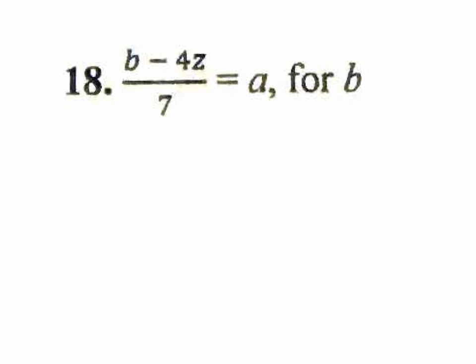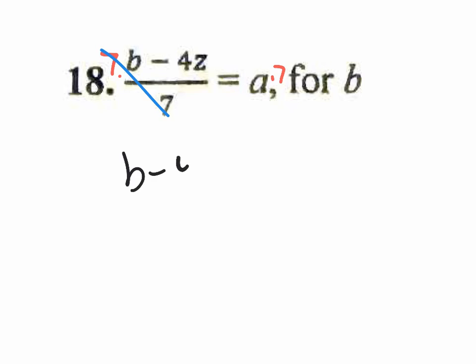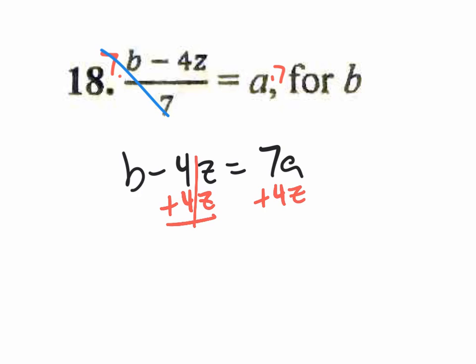Last one, 18. Solving for b. B is up here. Multiply by what? 7. Multiply by 7. What you do to one side, do to the other. It's going to be b minus 4z equals 7a. You want to get rid of that minus 4z, so you're going to go plus 4z on both sides. We're solving for b.